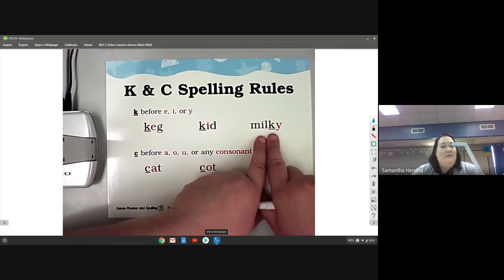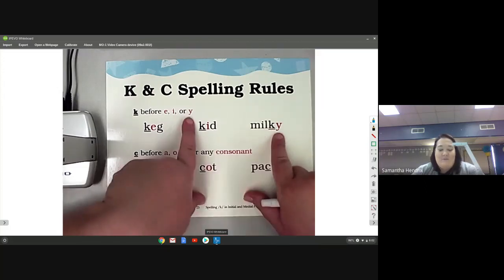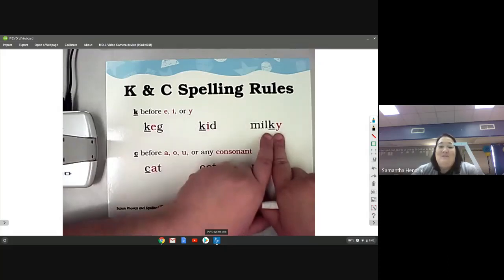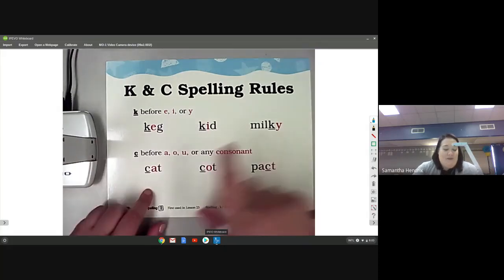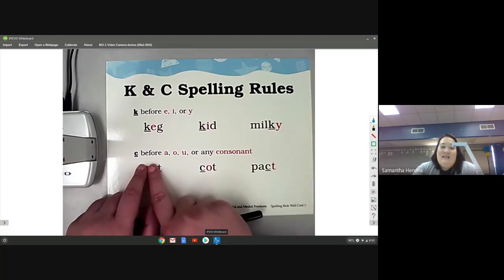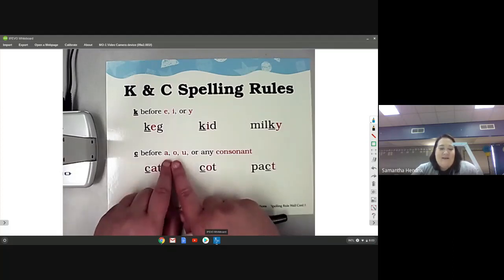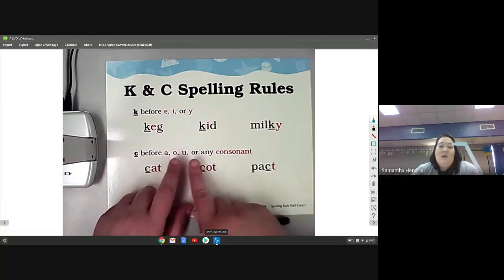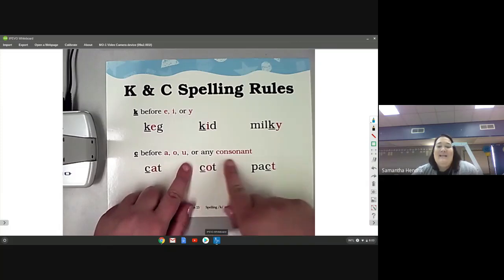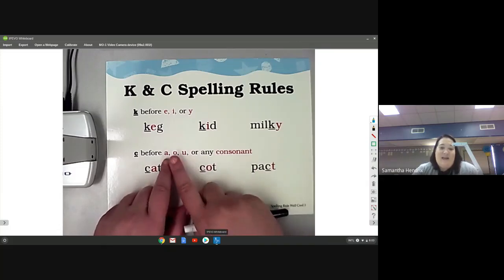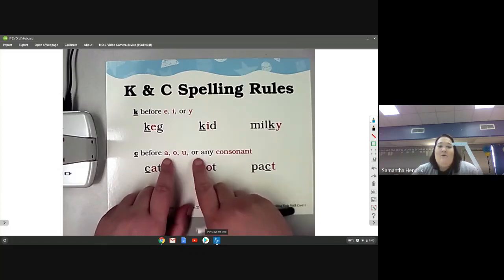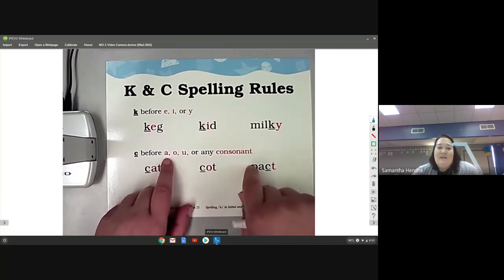milky. Well, milky, this Y sometimes says E when it's at the end. So it's a Y. Milk is spelled with a K. We're going to use a C if it's before A, O, U, or any consonant. So we're going to use C if it's A, O, U, or any other consonant.